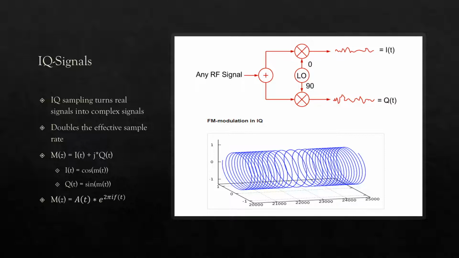So, we're doing FM modulation. This M of Z, this complex signal that we now have, has an amplitude of T. In this case, amplitude is constant. It's FM. FM is not changing the amplitude. And we multiply it by e to the 2 pi I times f, which is the frequency that defines this signal. And as you see, I have an example of FM modulation in the IQ space over time.